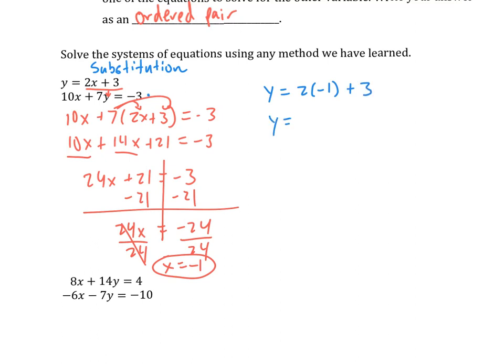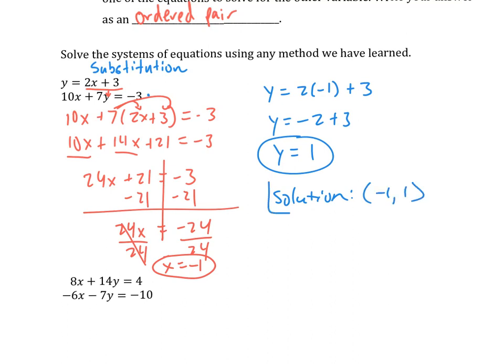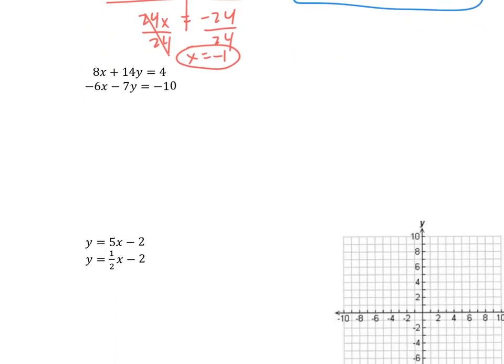So we get y is equal to 2 times -1 is -2 plus 3, and then -2 plus 3 is 1. So y equals 1, and our solution we'll write as an ordered pair. That will be (-1, 1), because our x value always comes first in an ordered pair. Okay, now let's look at this next equation here.